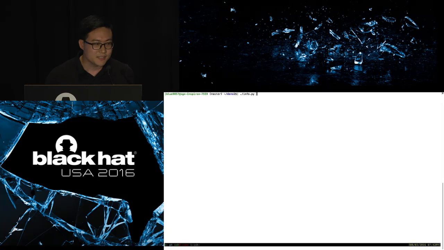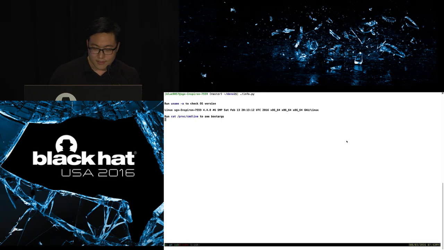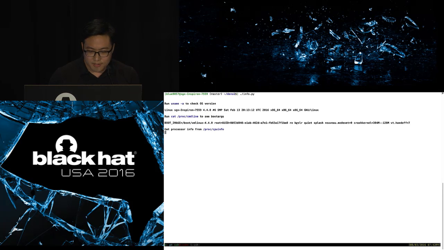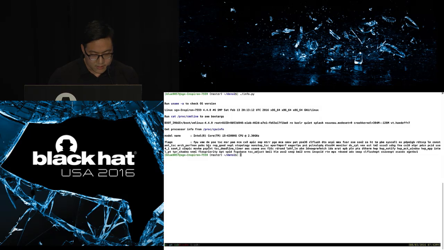First, let's check the system status. Let's run uname -a to check the Linux version. It runs the Linux 4.4.0 kernel, and in its boot argument, KASLR, the kernel ASLR, is enabled. For the processor information, it runs an Intel Core i5 6300HQ processor, which is Skylake, the latest one. And in the CPU ID, there's a flag RTM, which indicates that it is enabled with TSX.